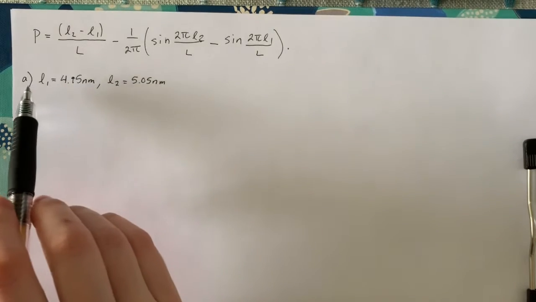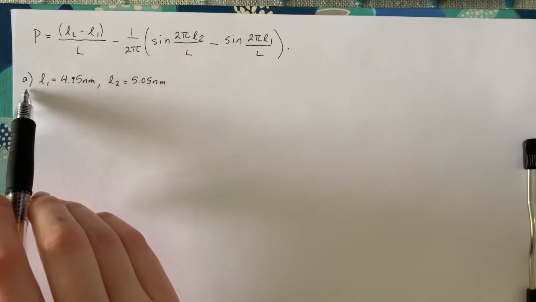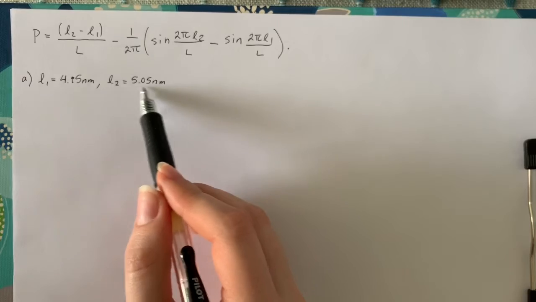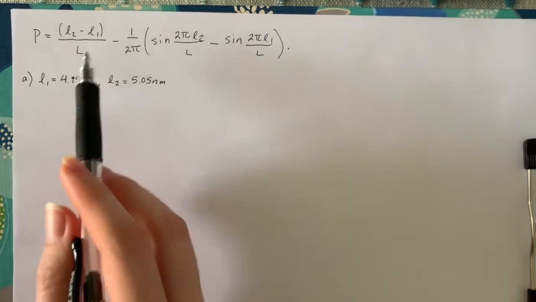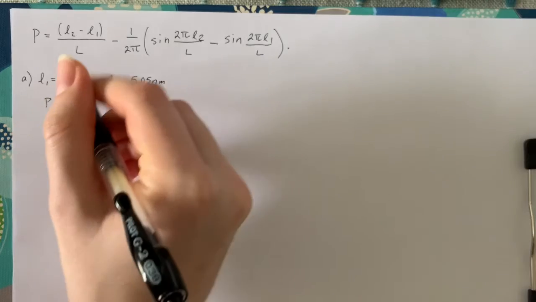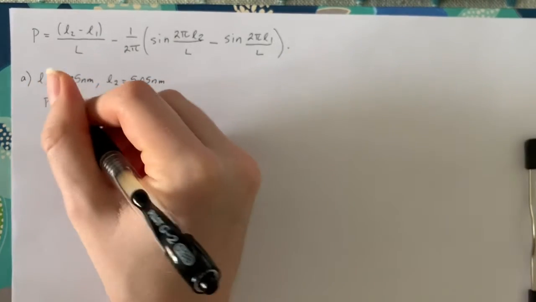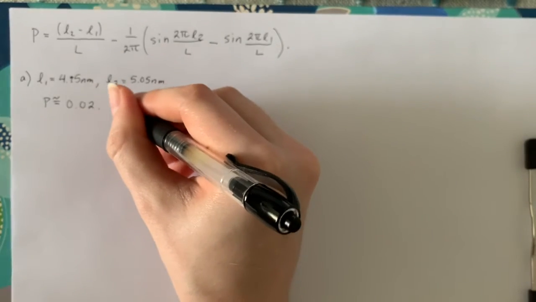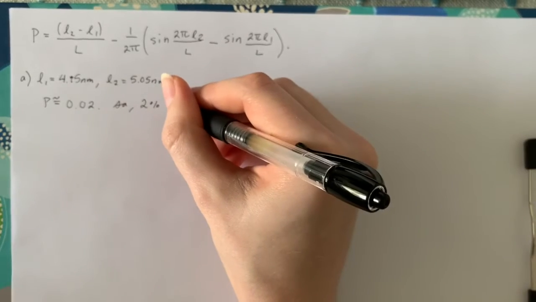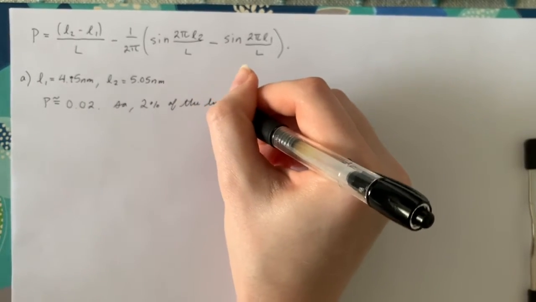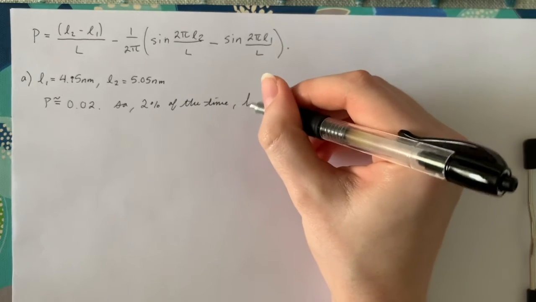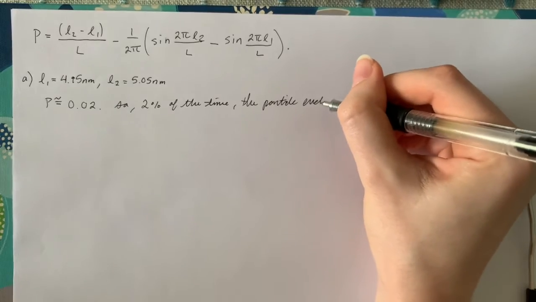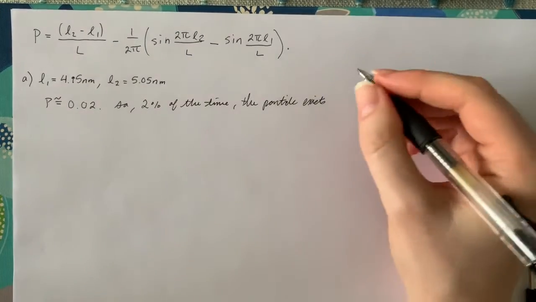So using this equation, we can go to the first part, part A, and we're given L1 and L2 as 4.95 nanometer and 5.05 nanometer. So just plugging this in, we should get P equals about 0.02. So about 2% of the time, the particle exists in this boundary.